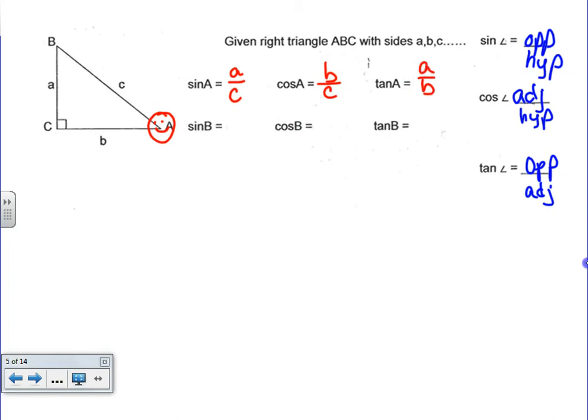Now we're going to totally change it up, and this time we're going to stand at B. So sine of B would be opposite over hypotenuse, so B over C. The cosine of B would be adjacent over hypotenuse, which is A over C. And the tangent of B is opposite over adjacent, so for him it's B over A. You should notice some similarities. The cosine and sine just end up switching when you switch angles, but the tangents are going to be reciprocals of one another.